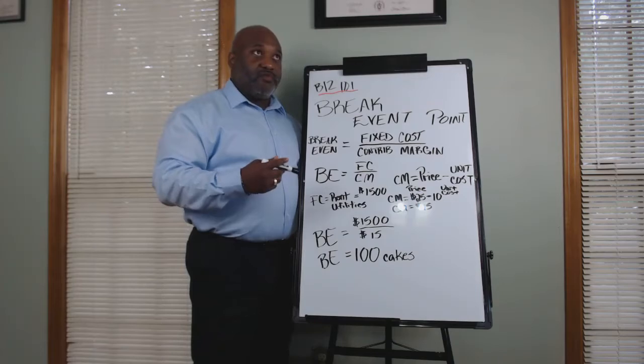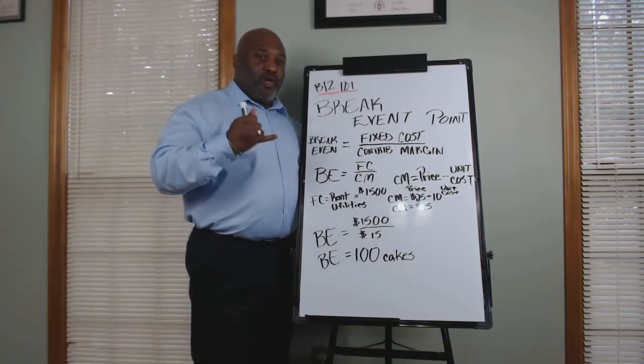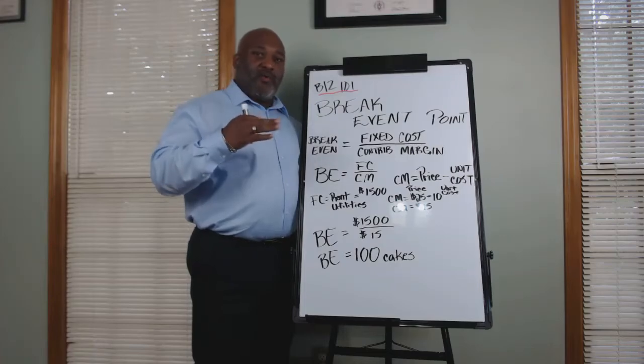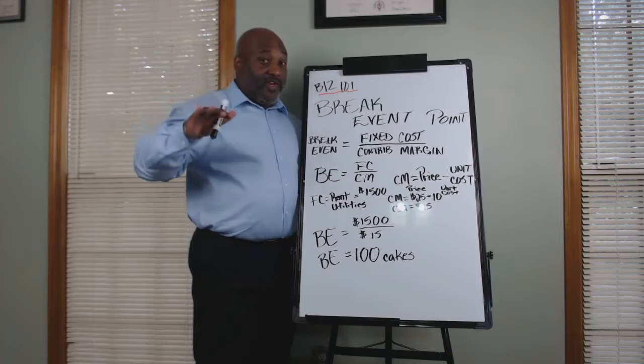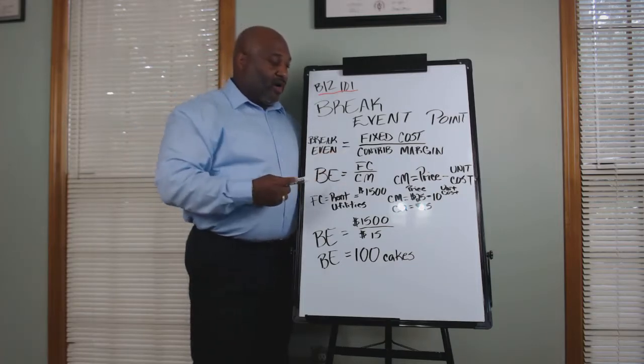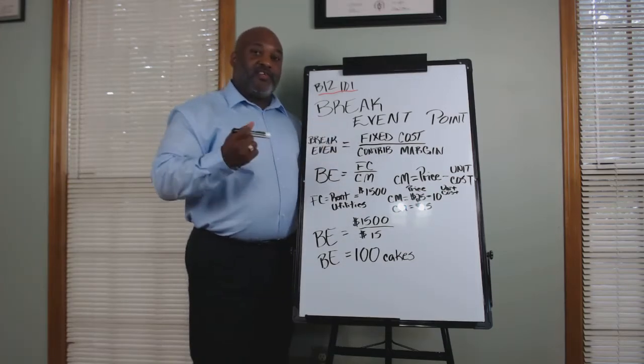Your fixed costs are those things that are never going to change: your rent, utilities, payroll, insurance. Those are always going to stay the same, no matter what happens during the month. Then we look at contribution margin. Contribution margin is defined as your price minus your unit cost.